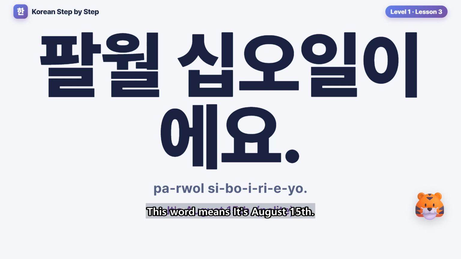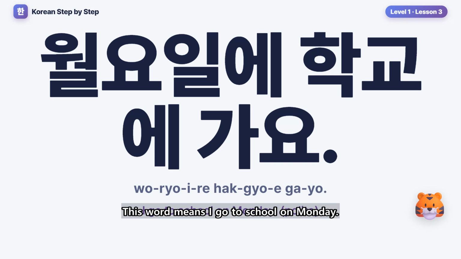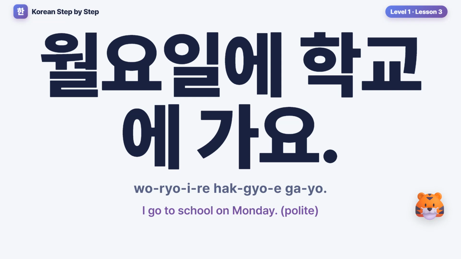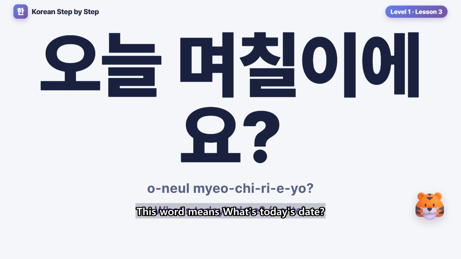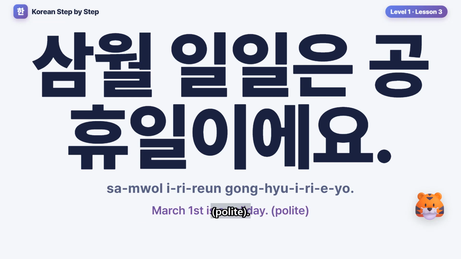This word means it's August 15th. Polite. Listen. 8월 15일이에요. This word means I go to school on Monday. Polite. Listen. 월요일에 학교에 가요. This word means what's today's date? Polite. Listen. 오늘 며칠이에요? This word means March 1st is a holiday. Polite. Listen. 3월 1일은 공휴일이에요.